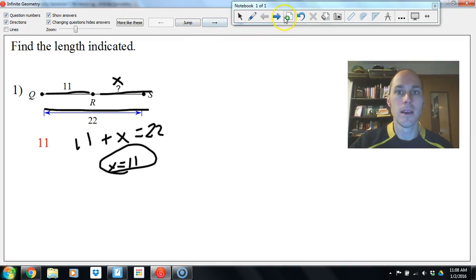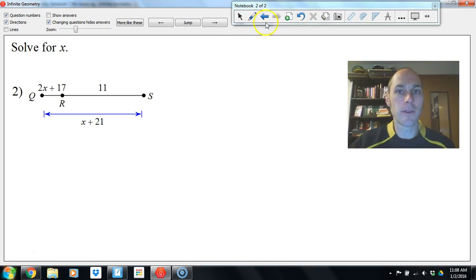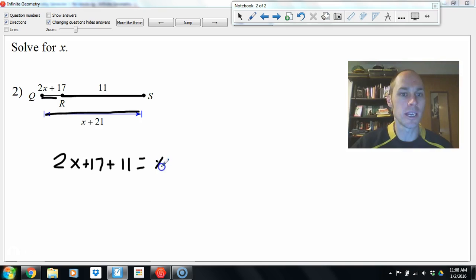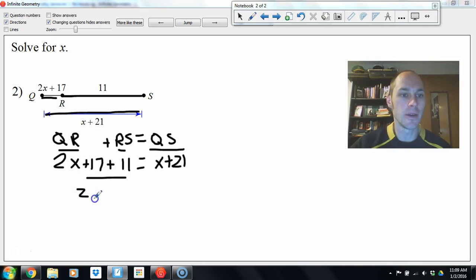Okay, next problem. Same thing, we can apply the segment addition postulate. QR plus RS equals QS. So if I apply QR, which is 2x plus 17, plus RS, which is 11, that should equal QS, which is x plus 21. And then once I know that, it's just a matter of solving the equation. Combine like terms, I get 2x plus 28 equals x plus 21.